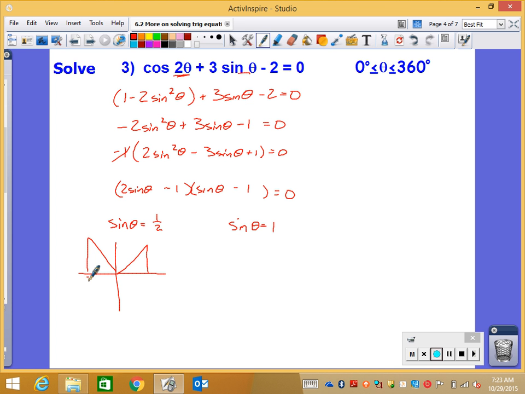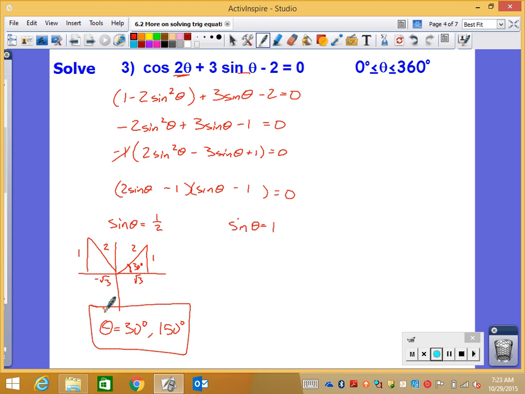Sine is opposite over hypotenuse, so 1, 2, negative root 3, root 3. Well, it turns out that my reference angle is a 30-degree reference angle. So for that first one, it's just a 30-degree answer. For the second one, I'm 30 degrees short of 180, which is a 150-degree angle. So those are my two answers for the first part.